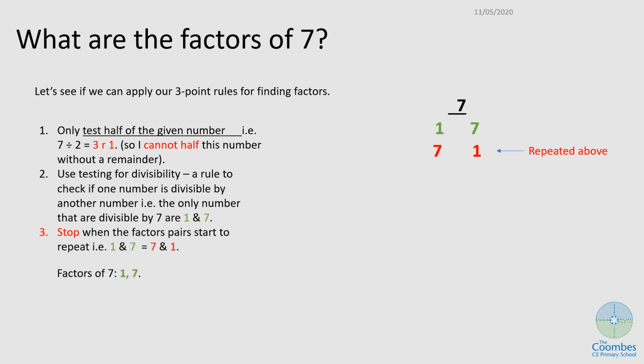The second was to use testing for divisibility. It's a rule to check if one number is divisible by another number. That is, the only numbers that are divisible by 7 are 1 and 7. And the third, when the factor pairs start to repeat. Now 1 times 7 is the same as 7 times 1. So my factor pair for 7 is 1 and 7.